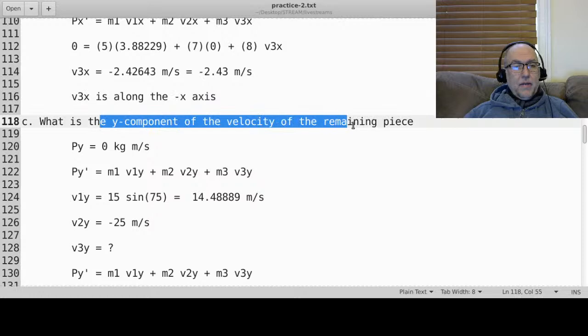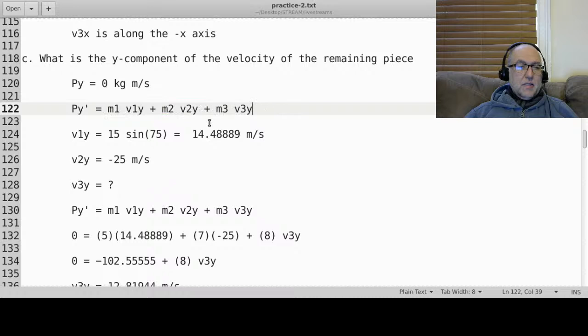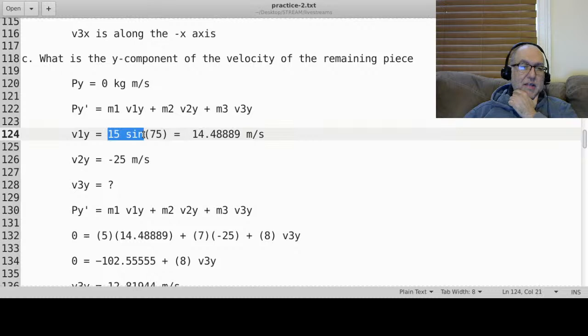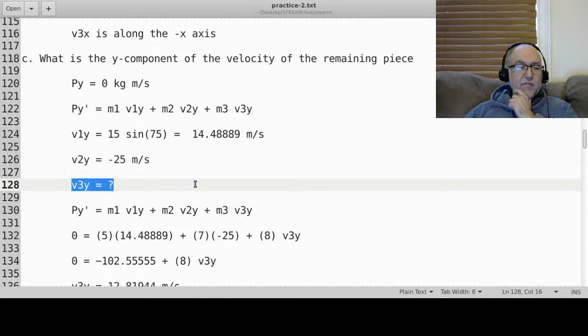What about the y component? Again, start off the same way as before. The y component of the total momentum before is zero. Nothing is moving. The 20 kilogram mass is sitting at rest. There's a mass of 20 kilograms, but the velocity is zero, and remember, momentum is m times v, so the momentum is zero. After, the momentum is the contribution of the three pieces, only the y component. V1y is the magnitude times sine of the angle, in other words 15 sine of 75 degrees, which gives you 14.488889. The y component of V2, the 7 kilogram, is still negative 25, because it's traveling at 25 meters per second along the negative y axis. And we're solving for V3y, so that's still a question mark.